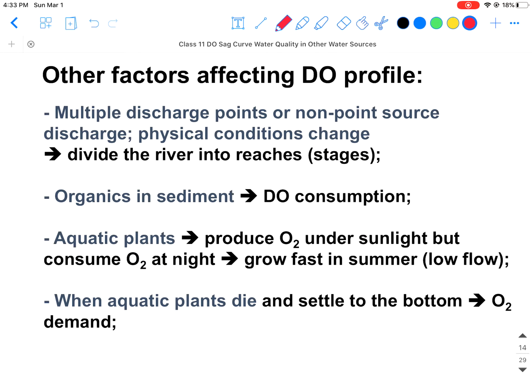Okay, so there are also other factors that are affecting the dissolved oxygen profile. For example, there are multiple discharge points or non-point source discharge, or also the physical conditions of the channel. Okay, and so that's why people will divide the river into reaches or different stages. For example, if you have a river and then you have multiple emitting points, then we're going to evaluate different sections.